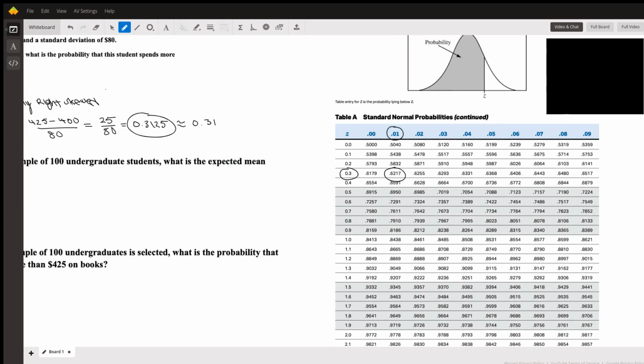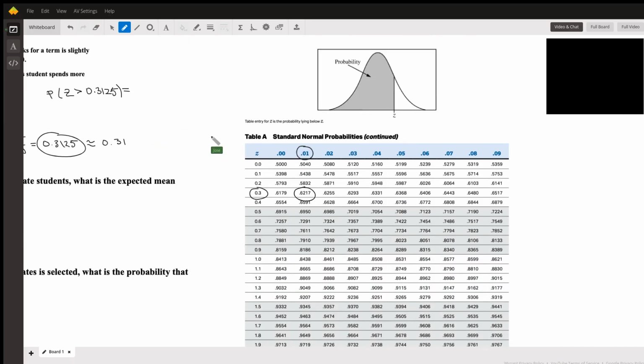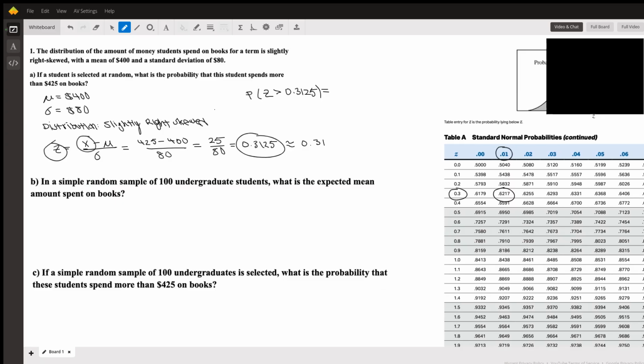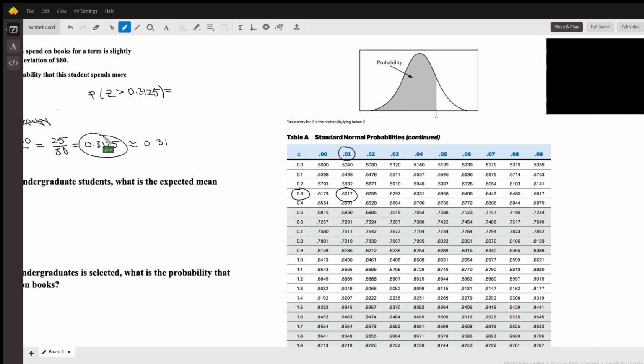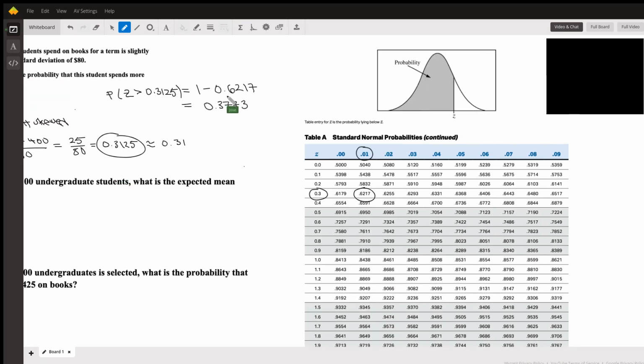0.6217. Okay, so that means that the probability that z, or my z-score, is greater than 0.3125 is going to be equal to, these probabilities are for everything that's beneath your z-score. I want everything that's above it. I want the probability that someone spends more, not less. So what I'm going to do is I'm going to do 1 minus that 0.6217. All right, and then that gives me about 0.3773. And so that's the probability that a student spends more than $425 on books.